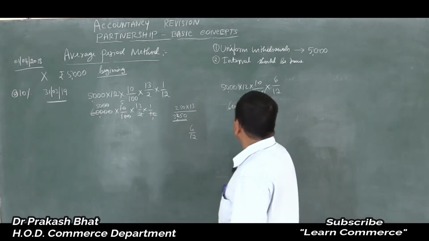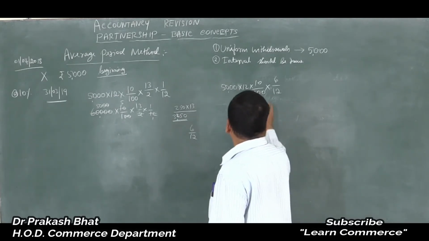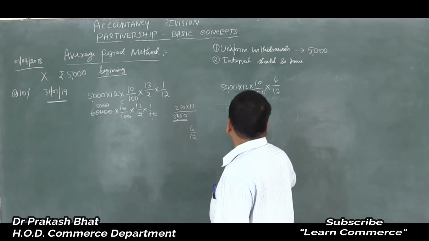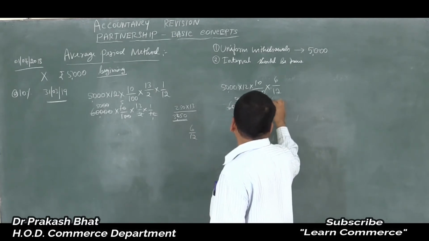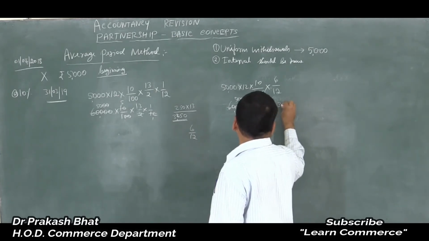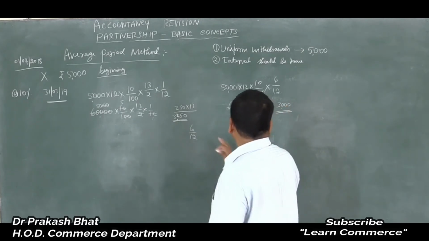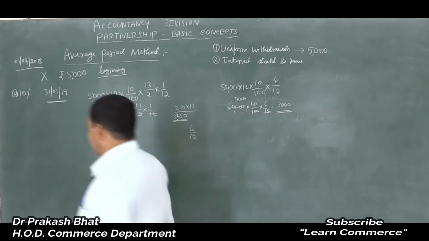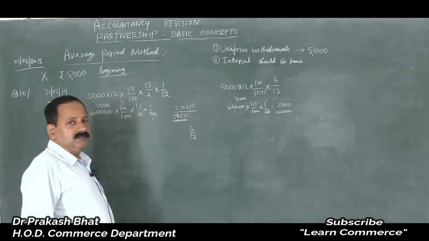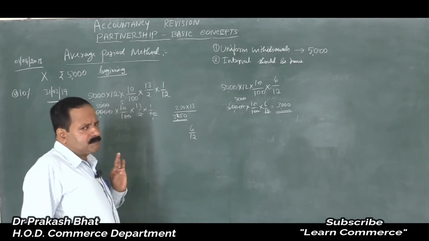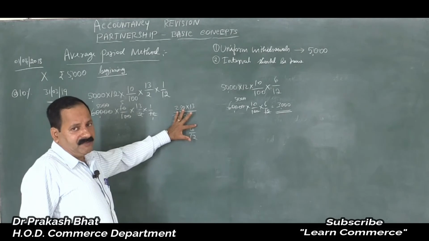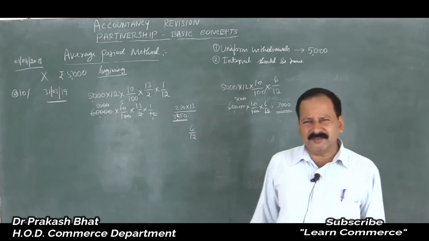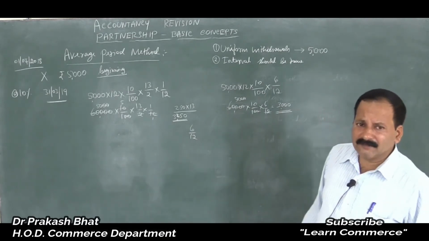60,000 into 10 by 100 into 6 by 12. 12 5s are 60. 5,000, right? Cancel 2 zeros, 50. So 3,000 is the answer. So therefore interest on drawings of Mr. X is rupees 3,000. You have to write it. Clear? So, you have understood how to solve this. Most probably you will get a problem either on average period method or on the product method, mostly in board exam. Because both of these are very important figures.